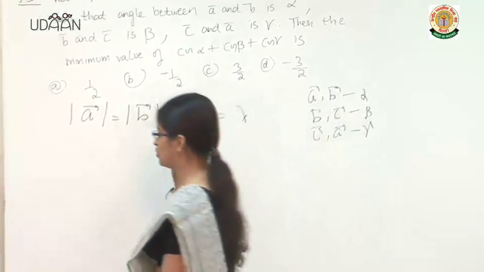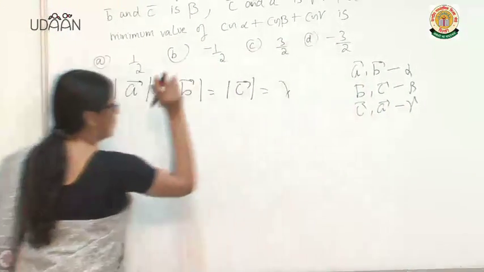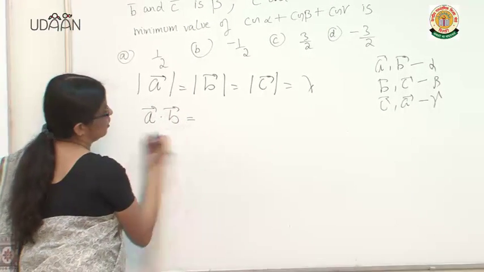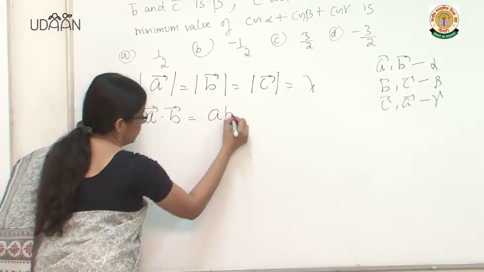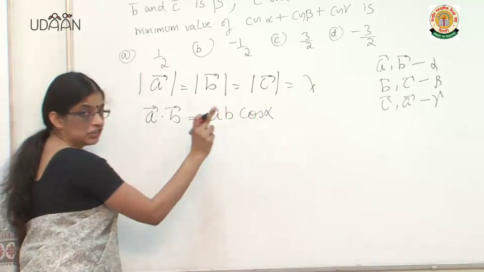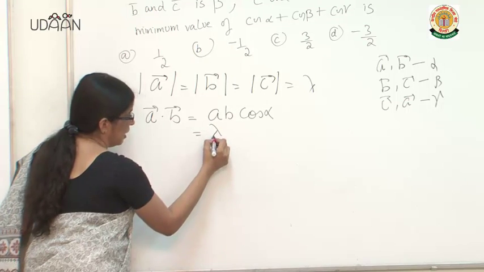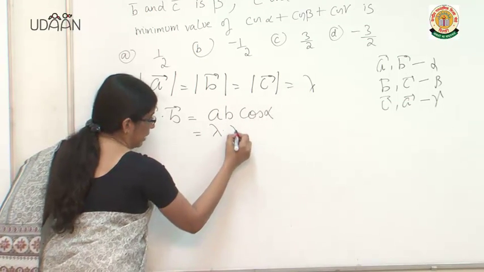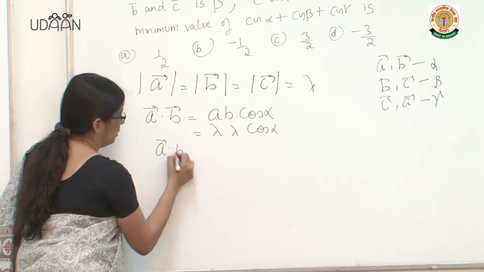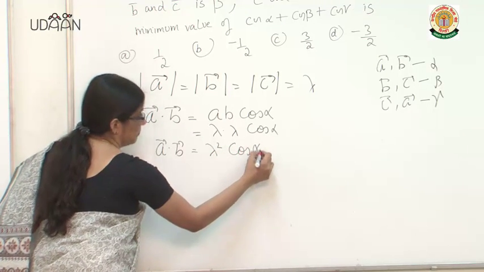Let us see how to solve it. Since the angle between A, B is given, I will start with A dot B. What is A dot B? A into B into cosine of the angle between them, that is alpha, which is given. Put the value of modulus of A, which is lambda, modulus of B, again lambda, into cos alpha, or A dot B equal to lambda square into cos alpha.